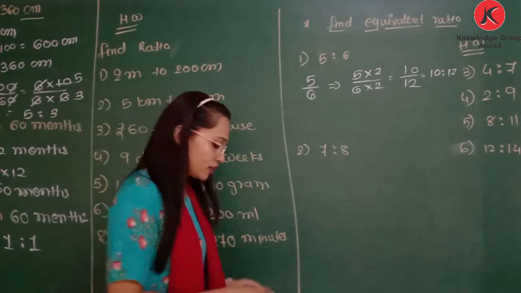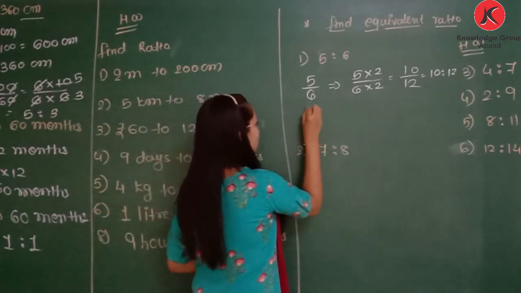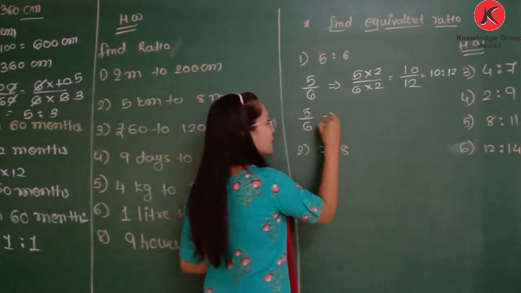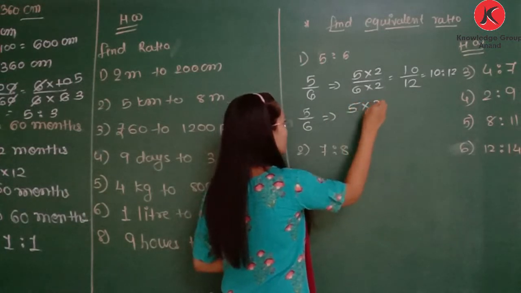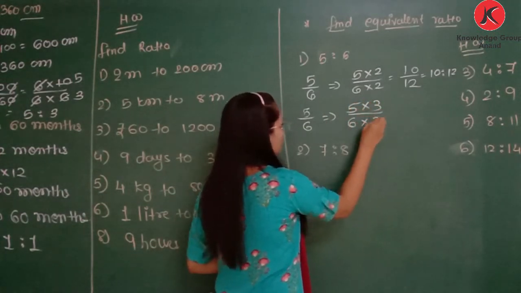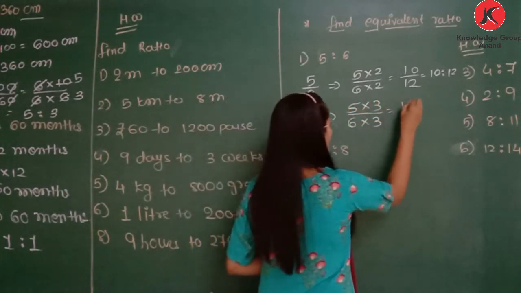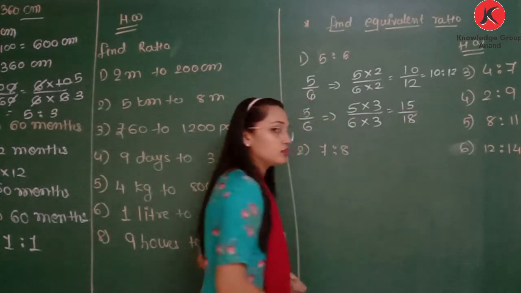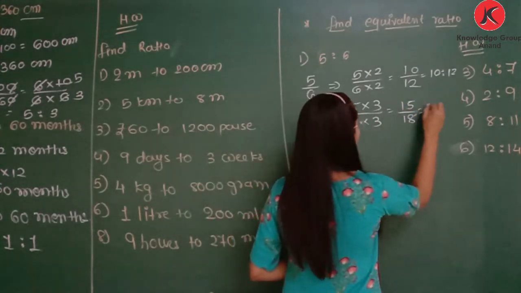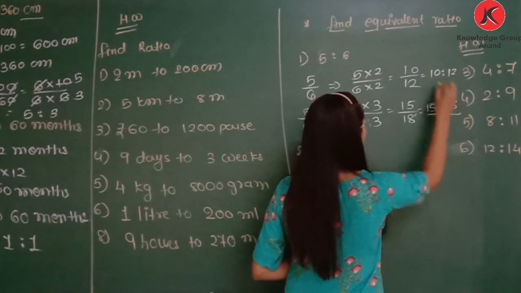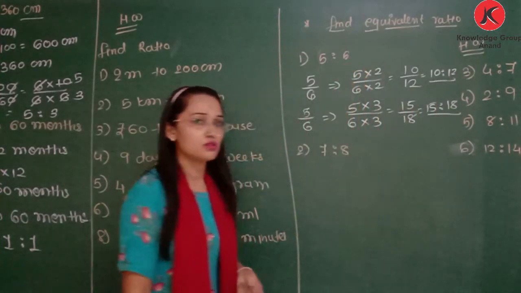You can find another equivalent ratio by multiplying with some number. So 5 is multiplied with 3, 6 is also multiplied with 3, so 15 by 18. So again, 15 is to 18 is equivalent to 5 is to 6.